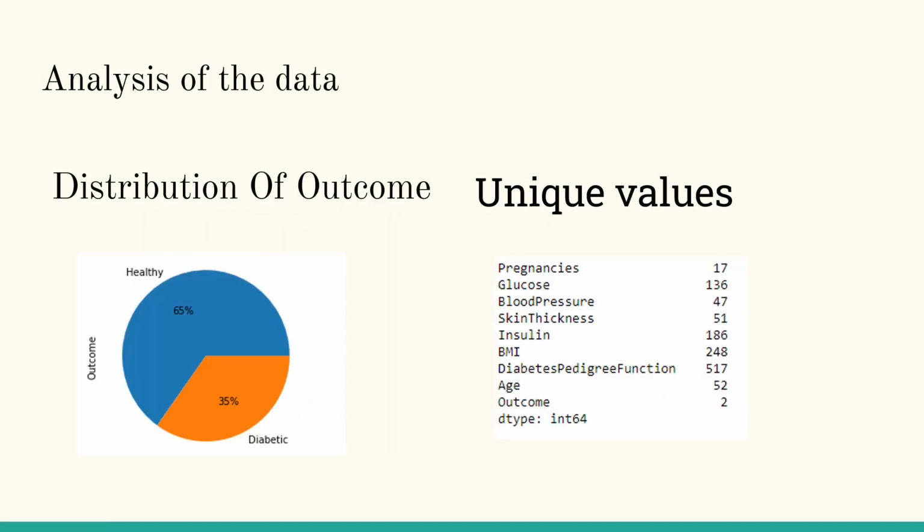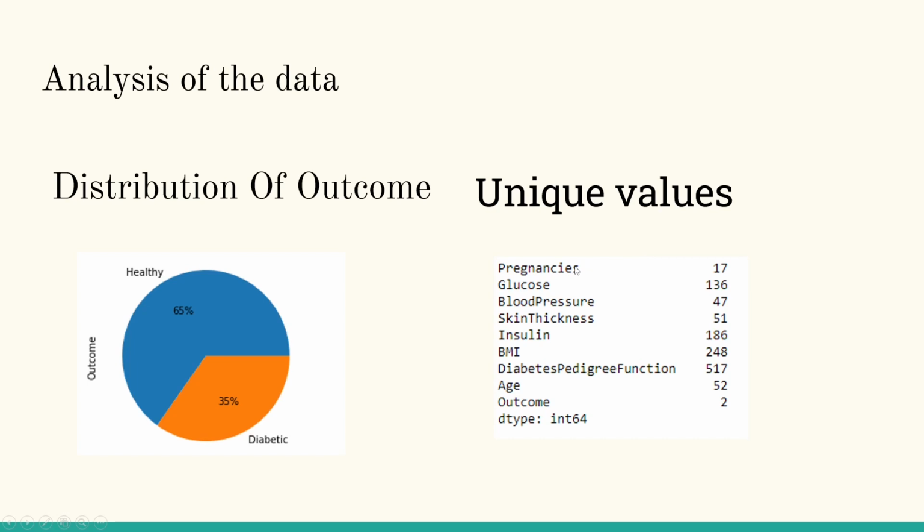The next one is, let us see the distribution of the outcome column or variable. We have only two values in that outcome column, 0 and 1. 0 is for healthy and 1 is for the diabetic patient. Out of 768, 65% of the data is healthy, and 35% of the data is diabetic patients.